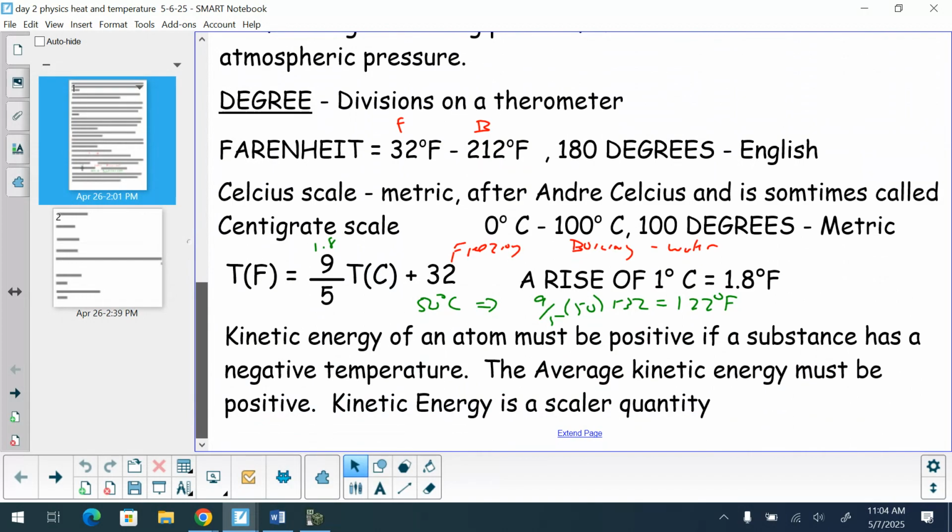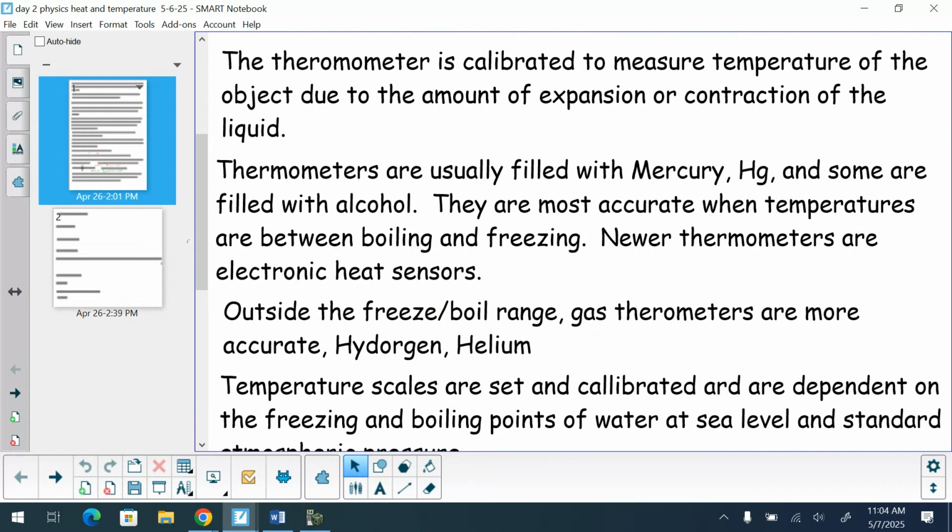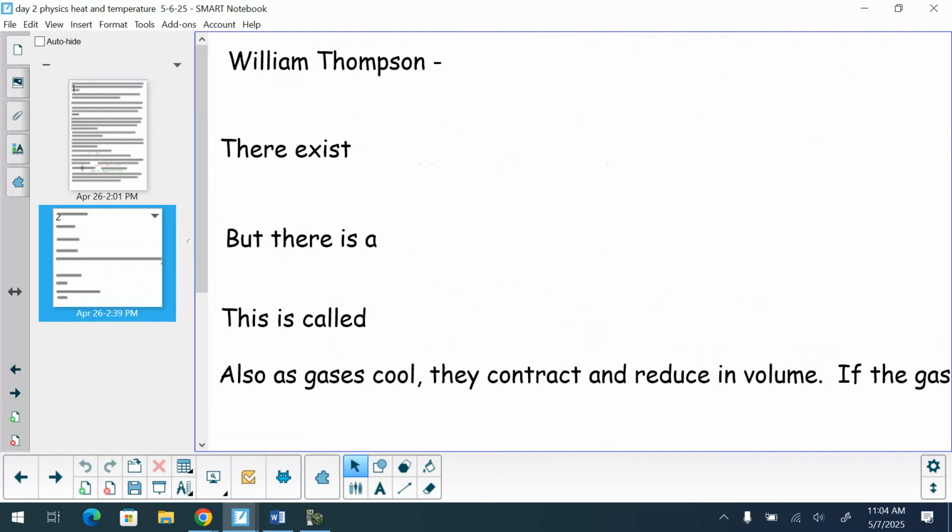Kinetic energy of atoms is positive. If a substance has a negative temperature, the average kinetic energy must still be positive. Kinetic energy is a scalar quantity. It's always positive. So how do we deal with average kinetic energy and dealing with negative quantities? Which takes us to William Thomson.